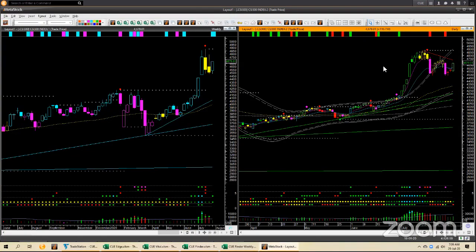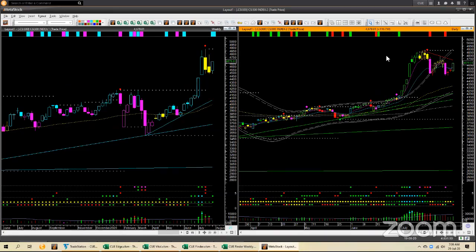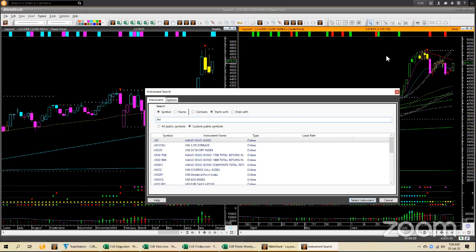It is also moving sideways now. If you look at this area in the daily chart, it is moving sideways, same as was true for the Australian market. Let's look at the Hong Kong market, Hang Seng Index.